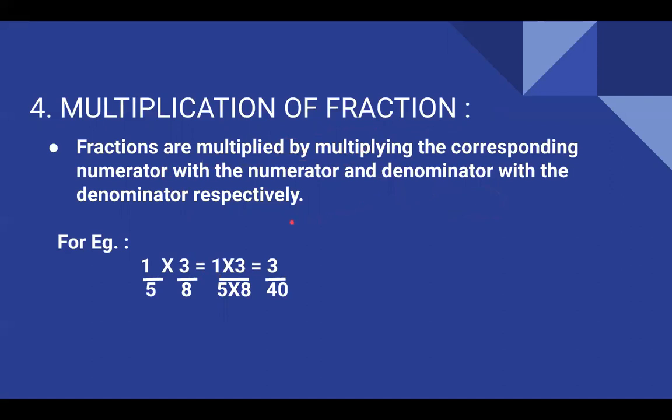It means when you have to multiply fractions, you have to multiply numerator with numerator and denominator with denominator. For example, 1 upon 5 into 3 upon 8. Don't get confused. For multiplication, we don't have to make the denominators equal. So here directly you can multiply numerator with numerator and denominator with denominator. Then you get the answer: 1 into 3 is equal to 3 and 5 into 8 is equal to 40. So your answer will be 3 upon 40.